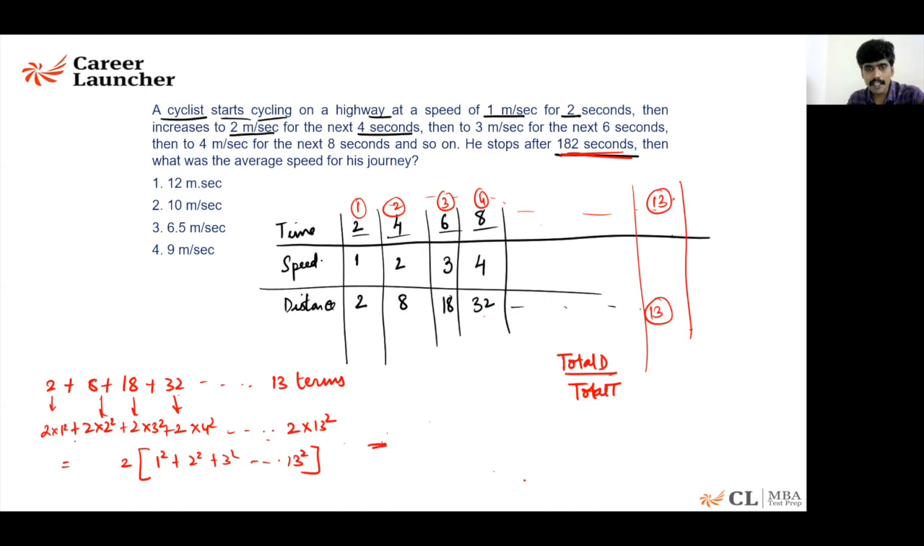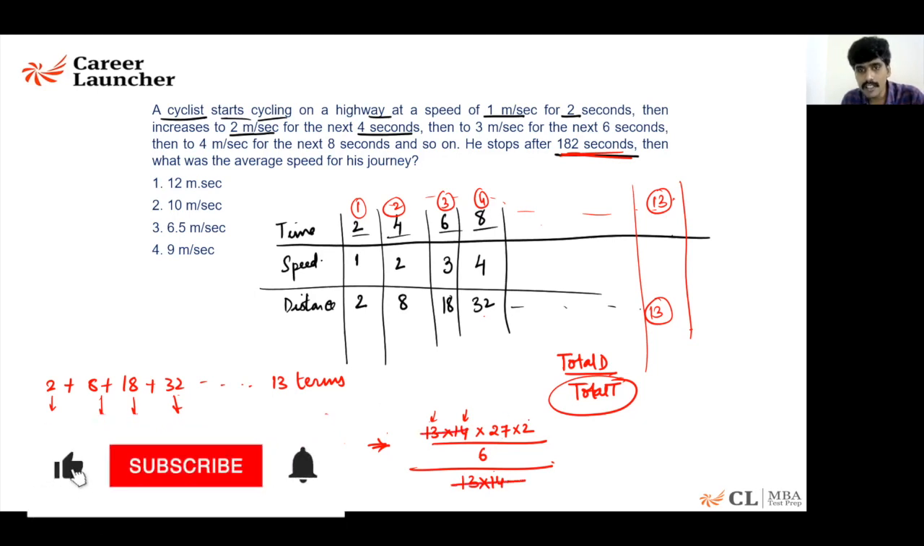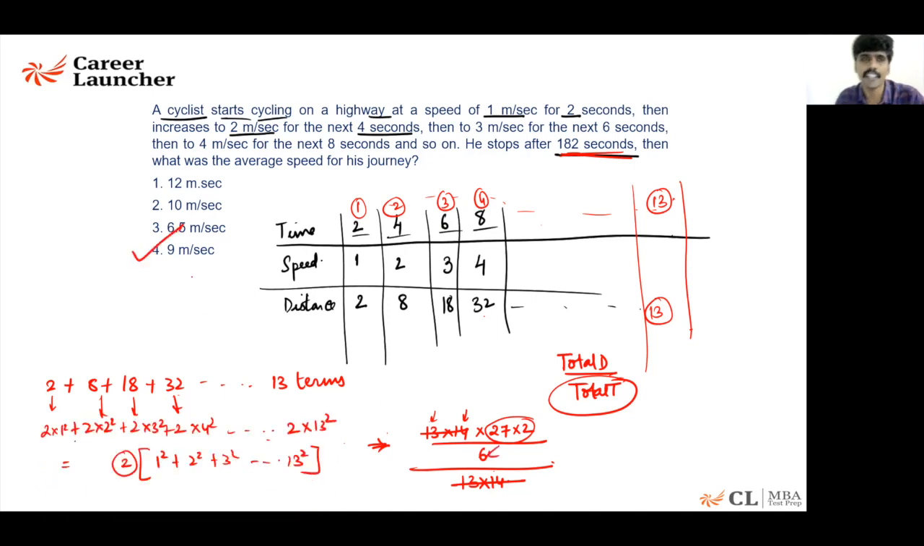Which will in turn be equal to, because the sum of squares of first n numbers is n into n plus 1 into 2n plus 1 divided by 6, and you have a 2 multiplying outside. So you will have 13 into 14, this is n plus 1, 2n plus 1 will be 27, and you already have a 2 outside, divided by 6. This is the total distance, while the total time is 182, which is 13 into 14. So it helps us directly cancel off stuff over here. We have 27 into 2 divided by 6, 9 meters per second should be the average speed.